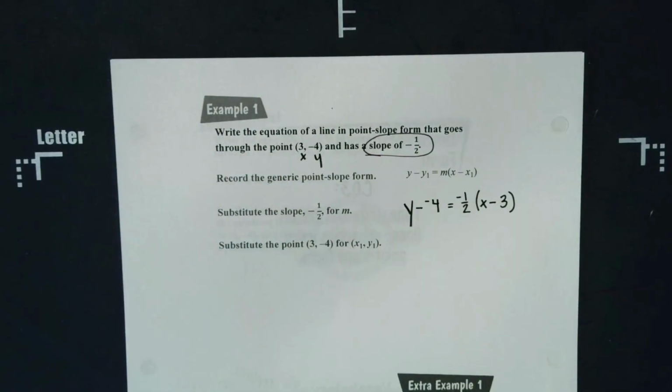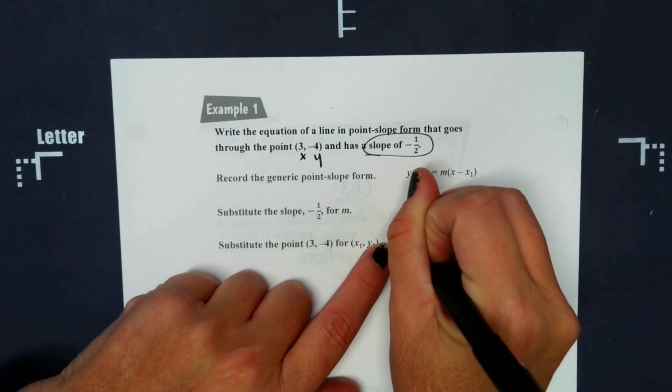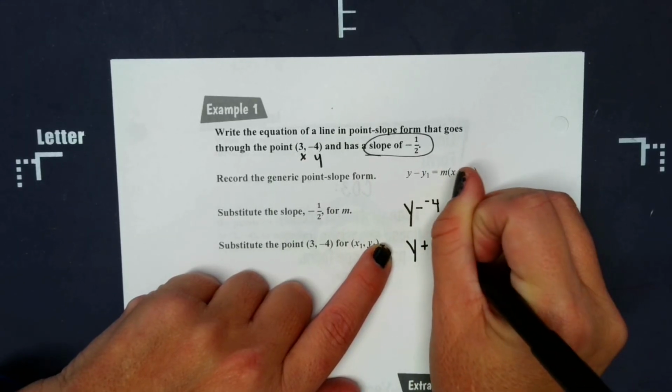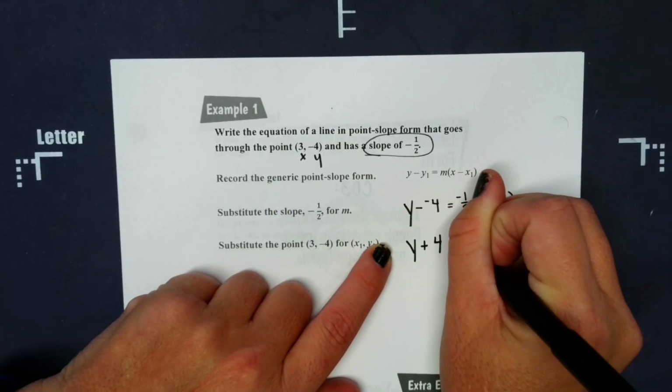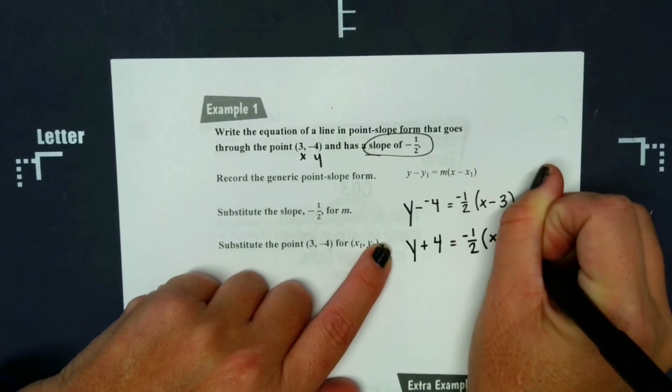Now, this is incorrect. This is not correct. There is one minute, small boo-boo. What is it? Isn't that y plus 4? It should be a y plus 4. Why? Keep, change, change. Keep, change, change. Yep. So y plus 4 equals negative 1/2 x minus 3.